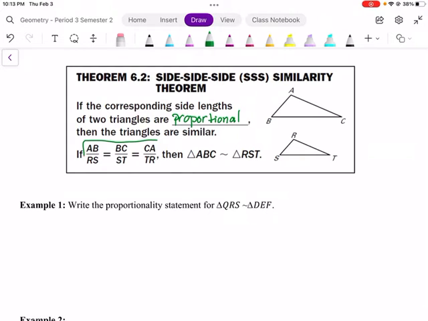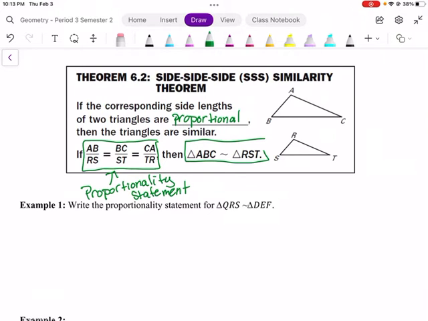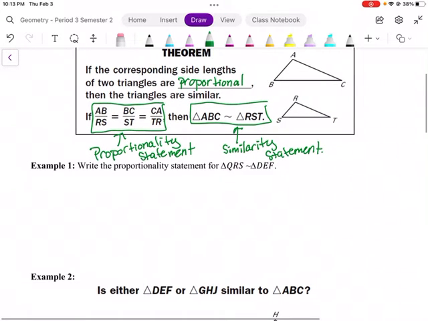So this statement right here, this is our proportionality statement. And this statement over here, this is our similarity statement. Okay, so you will need to know the difference between these two for quizzes and tests.